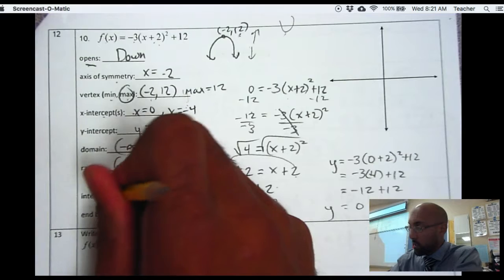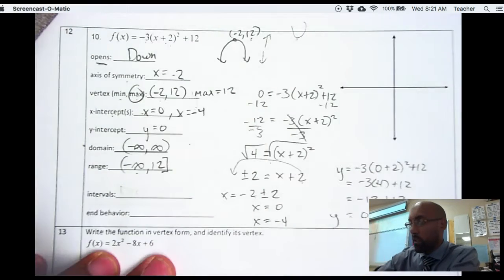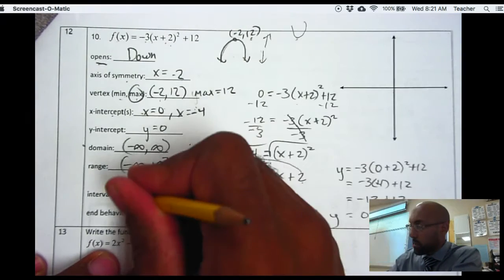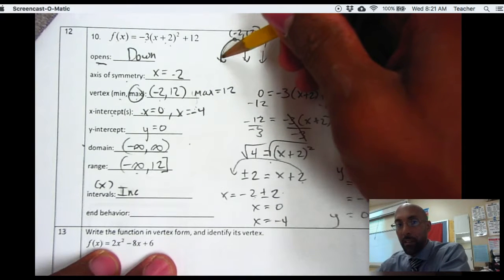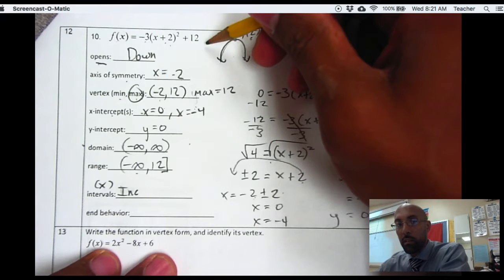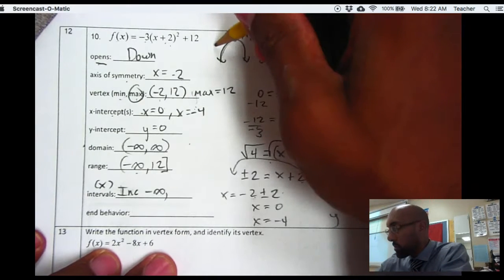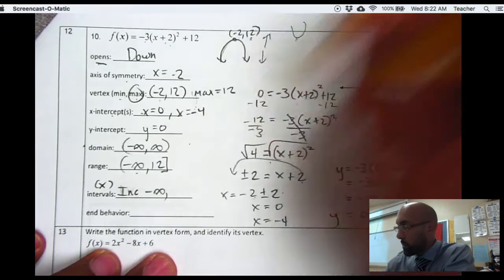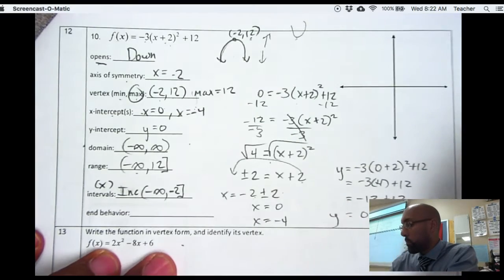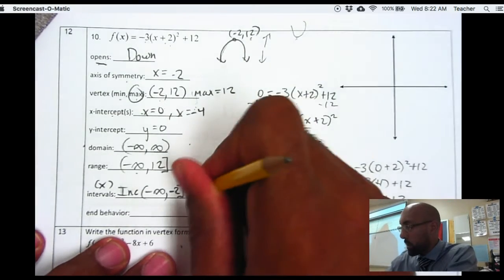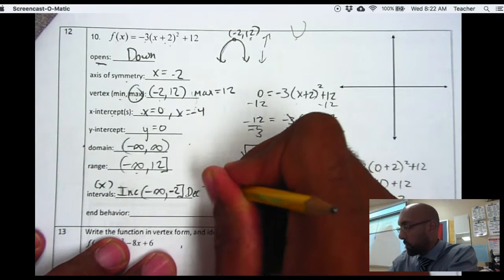Now the intervals of increase and decrease. Actually, we'll just start on the left side. On the left side, this is increasing, so we'll start with the increase. And remember, this is x. So it starts at negative infinity, and as you get closer to negative 2, that's when it stops. So we get negative infinity to negative 2, parenthesis and then a bracket, and then the decrease on the other side. The decrease starts at negative 2 and goes off to infinity.